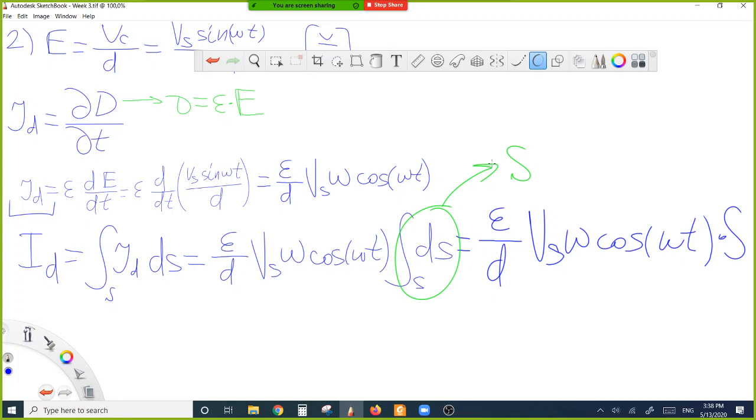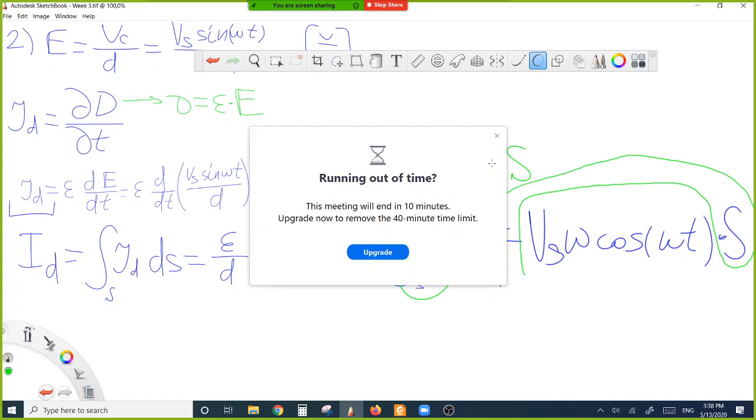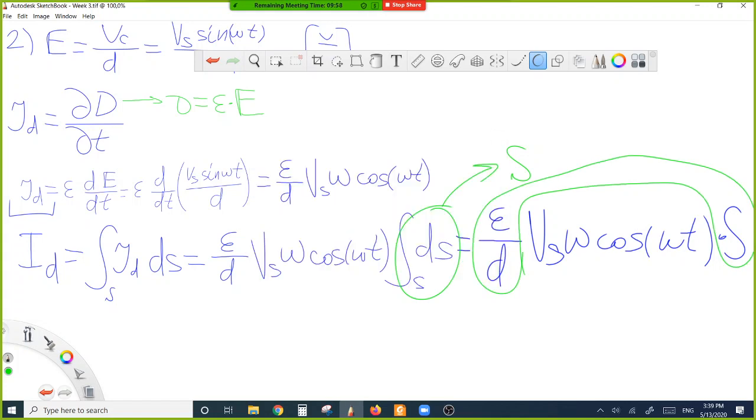Okay, and for a parallel plate capacitor, this term gives us the capacitance of our capacitor. Epsilon multiplied by S over D gives us the capacitance of our capacitor.